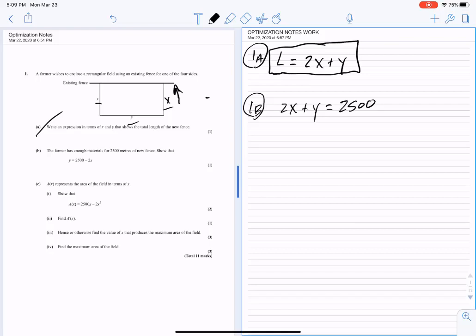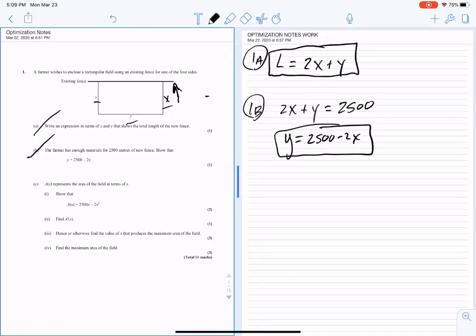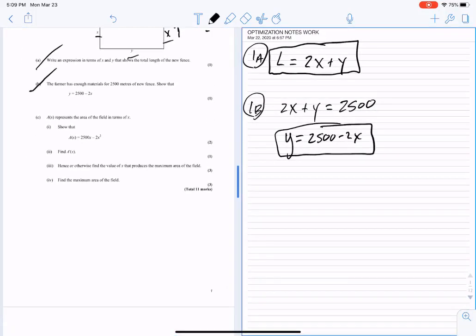So I'm just going to solve this equation for Y. I'm just going to say, okay, Y will equal 2,500 minus 2X, and that's all I have to show. I mean, that's really the question. Unbelievable, but there it is. Okay, so there is that. All right, then, so let's do part C.